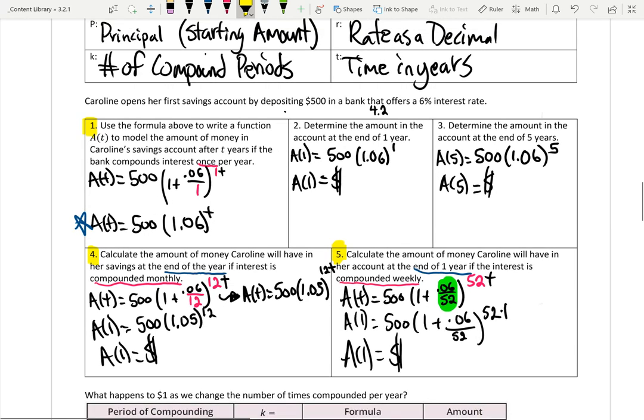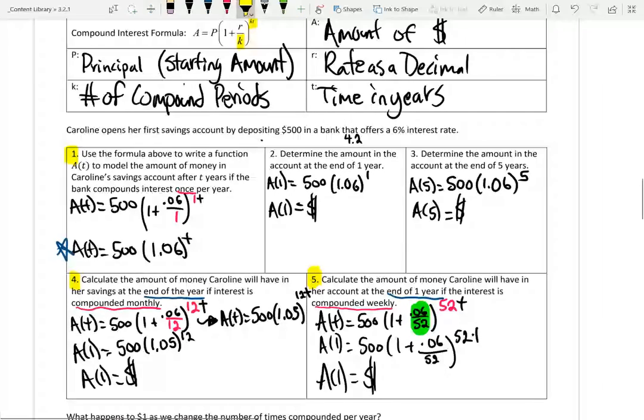So just make sure you're familiar with this formula, how to use it, and how to simplify it.